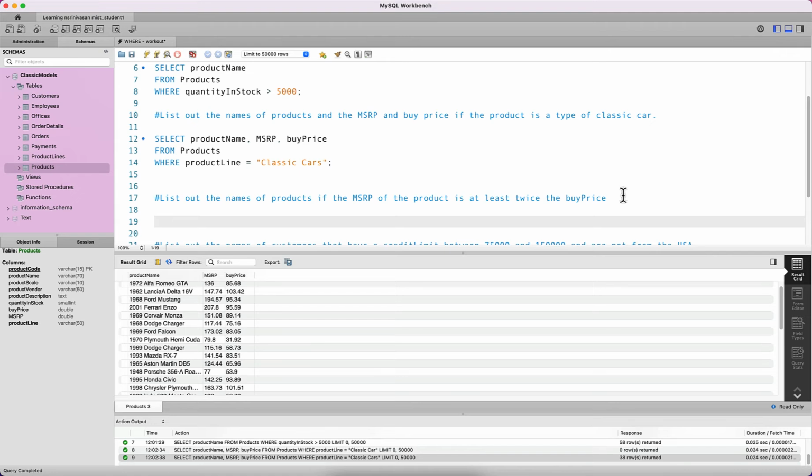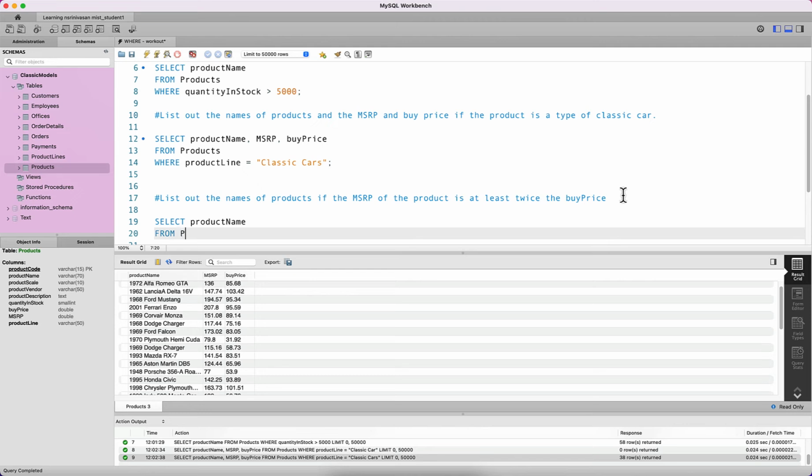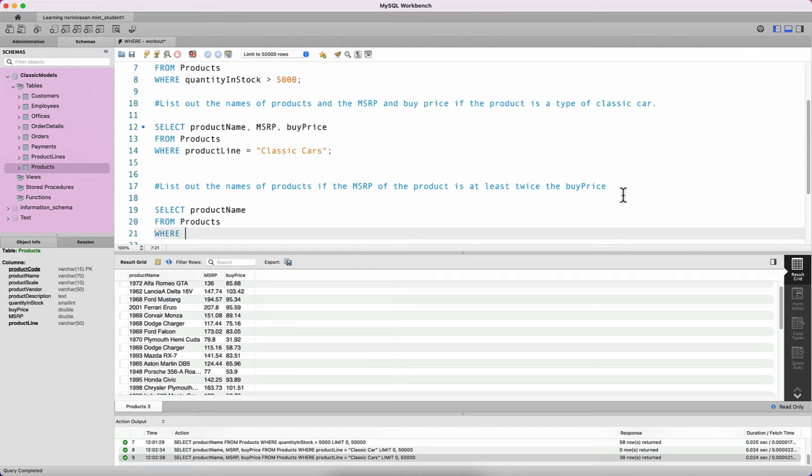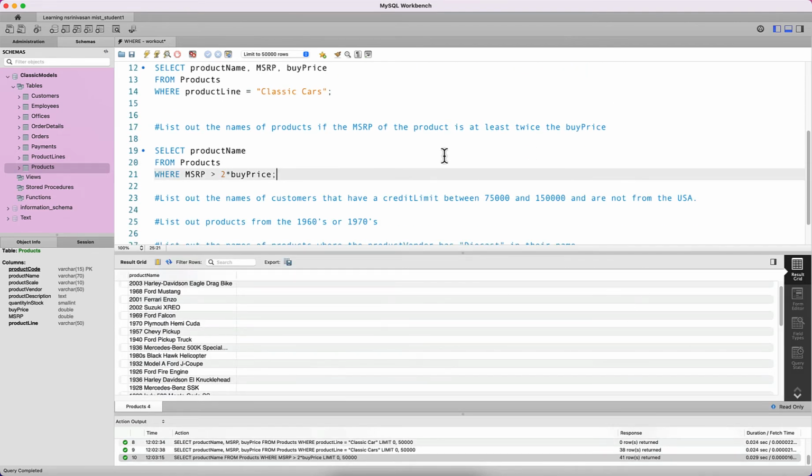This query is asking us to list out the names of products if the MSRP of the product is at least twice the buy price. So I want to select product name from products where I want the MSRP of the product, so this should be MSRP, is at least twice the buy price, so it needs to be greater than or equal to 2 into buy price. And this gives me 41 rows where the MSRP of the product is at least twice the buy price of the product.